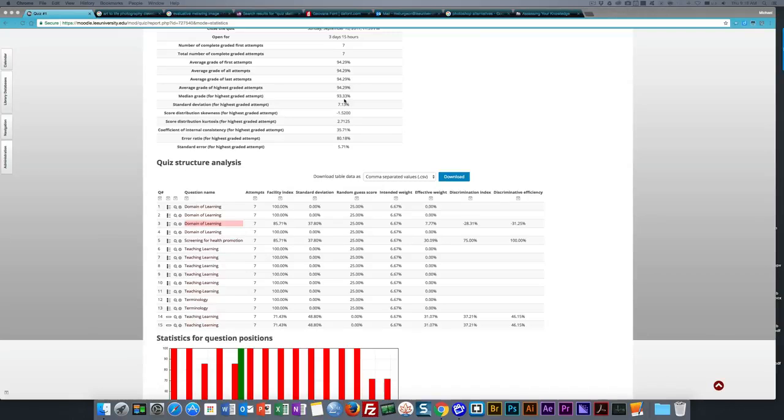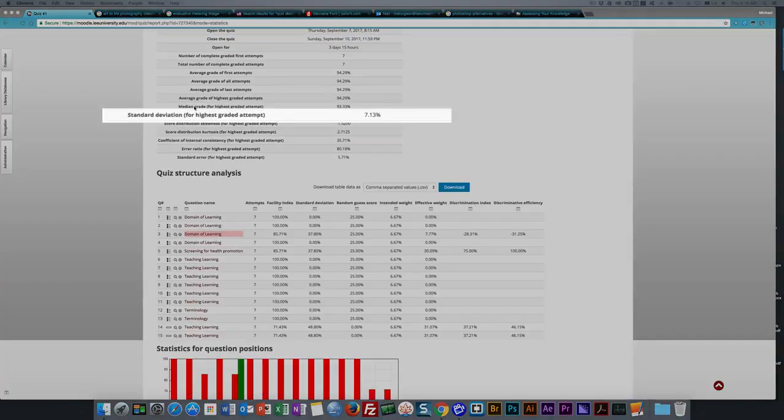The median grade means that half of the students scored less than this figure. Half of the students graded below 93. Probably about 3 students graded below a 93, which means the others did very well because your average comes out to 94.25. Then we have your standard deviation. 7.13 is what we have.